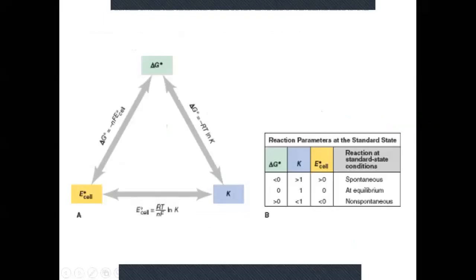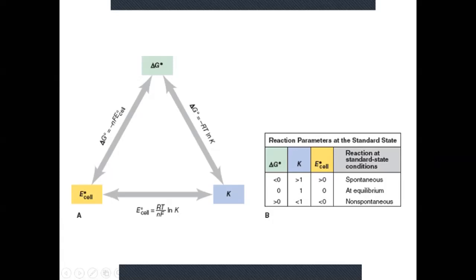So this is the triangle of life with E of cell, K, and delta G. When delta G is negative, we learned from last chapter that K is greater than 1, and in this chapter, we learned that E of cell is greater than 0. So this means that it is spontaneous. When delta G is positive, we know that K is less than 1 and E of cell is less than 0, which means it's non-spontaneous.